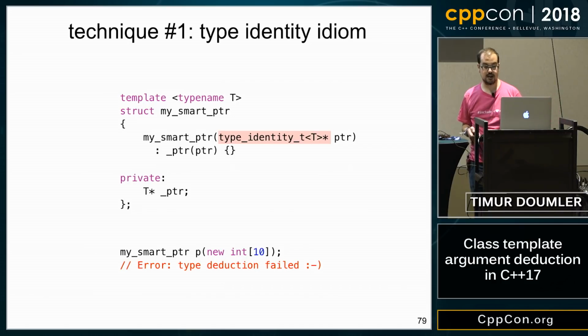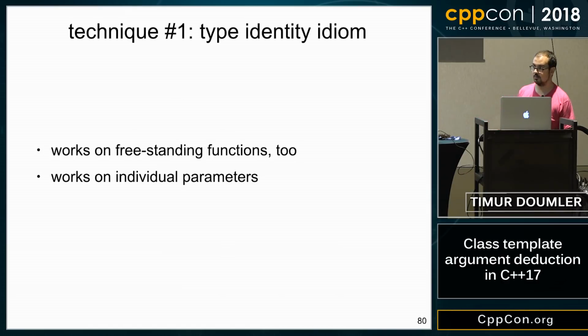And this type identity idiom is really, really cool because it also works on freestanding functions. So you can also use it to disable regular template argument deduction on just regular functions. You can also use it selectively on just some of the parameters.